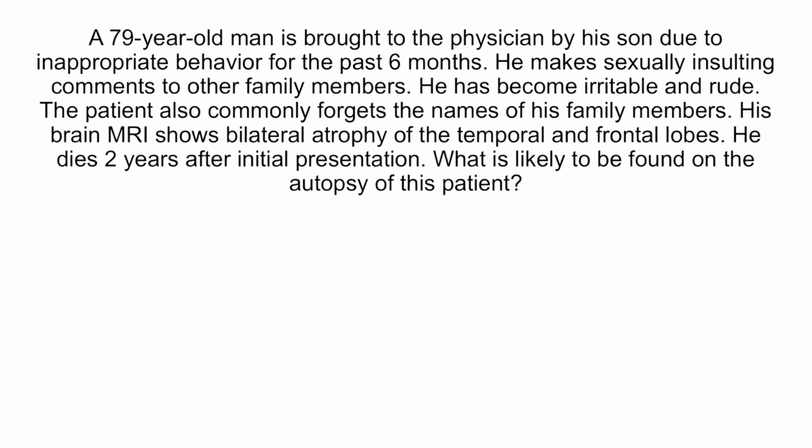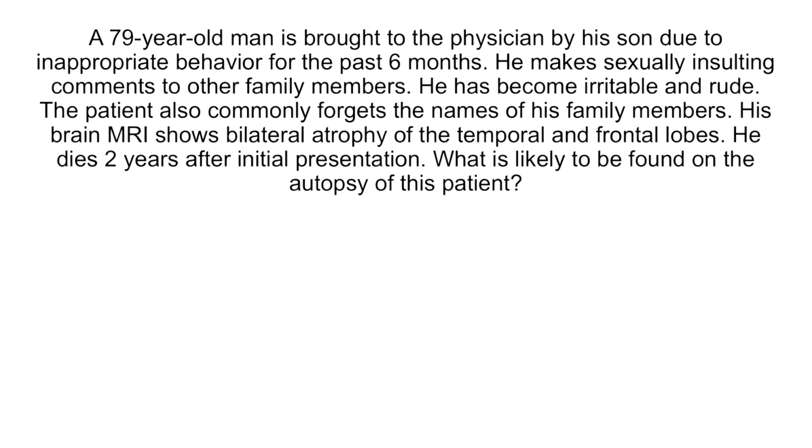A 79-year-old man is brought to the physician by his son due to inappropriate behavior for the past 6 months. He makes sexually insulting comments to other family members. He has become irritable and rude. The patient also commonly forgets the names of his family members. His brain MRI shows bilateral atrophy of the temporal and frontal lobes. He dies 2 years after initial presentation. What is likely to be found on the autopsy of this patient?